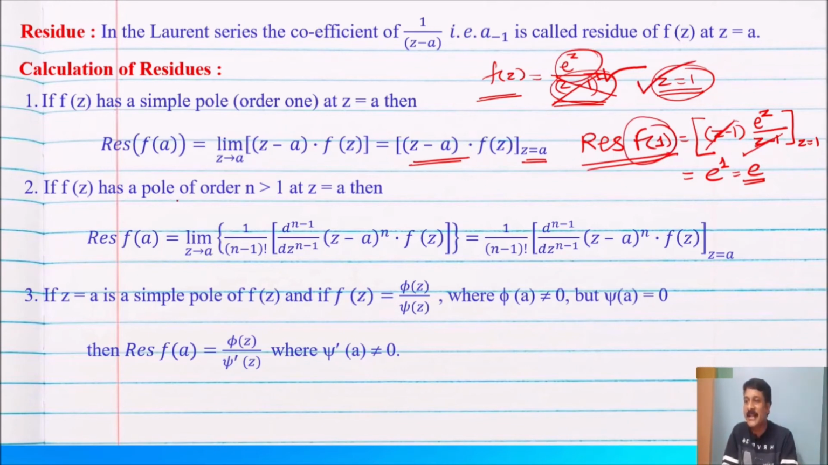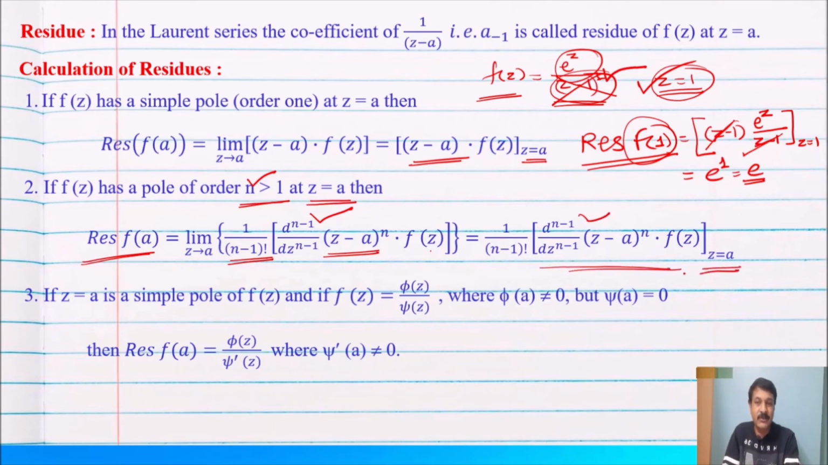If f of z has a pole of order n greater than 1, that is, it is not a simple pole, then at z equal to a, the residue of f at a is equal to the limit as z tends to a of 1 upon n minus 1 factorial, times the n minus 1th derivative with respect to z of z minus a raised to n into f of z. Note that here the order is n. Then put z equal to a in the result.